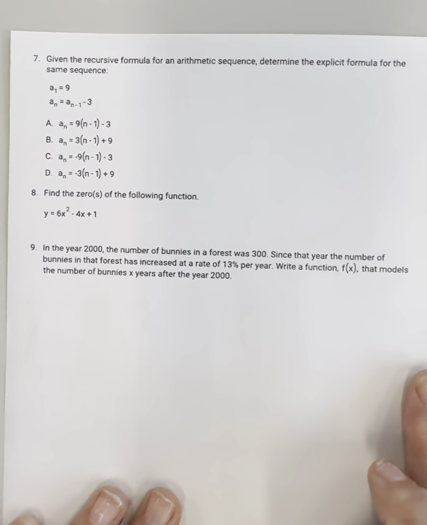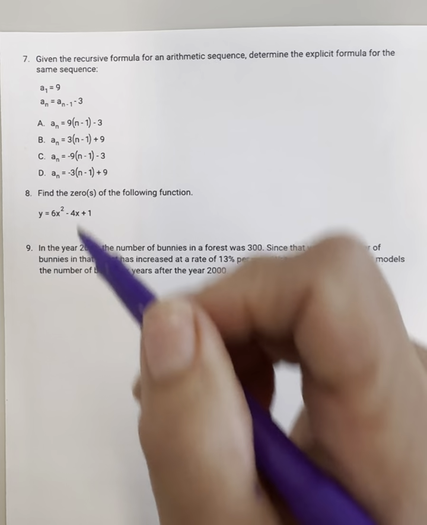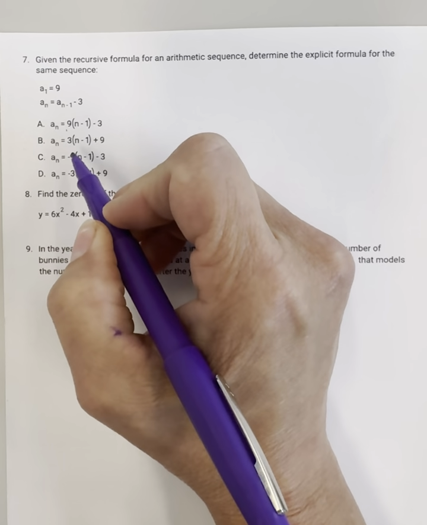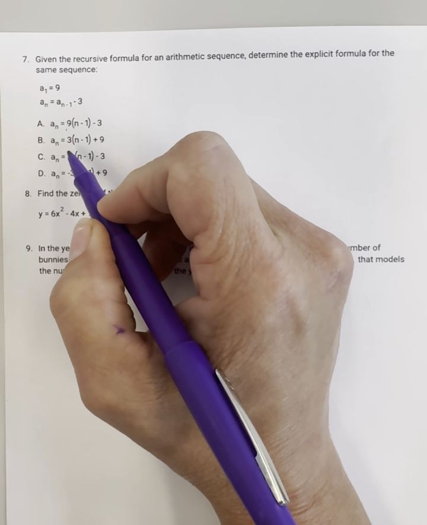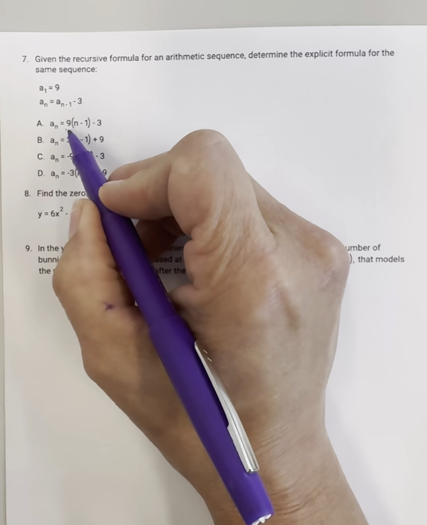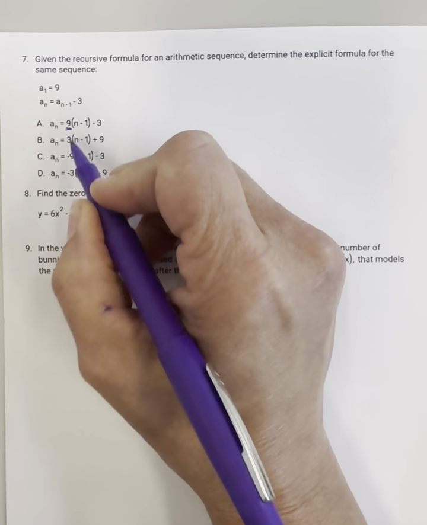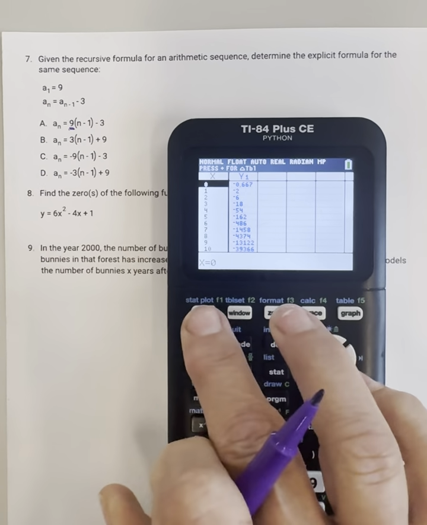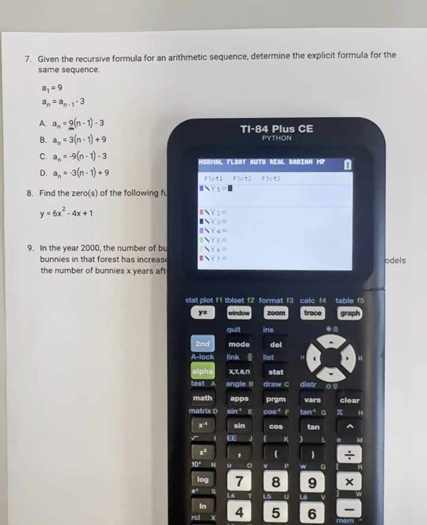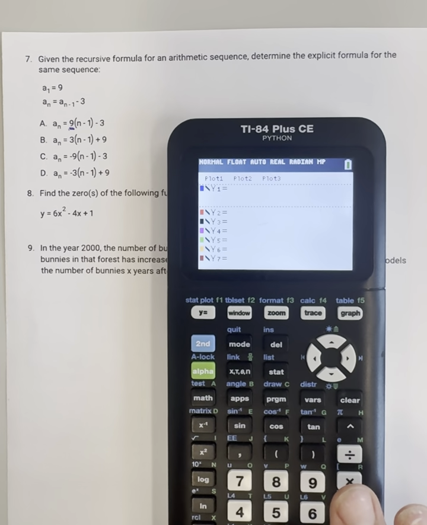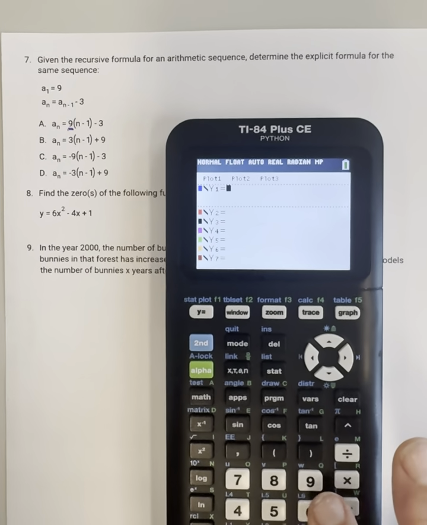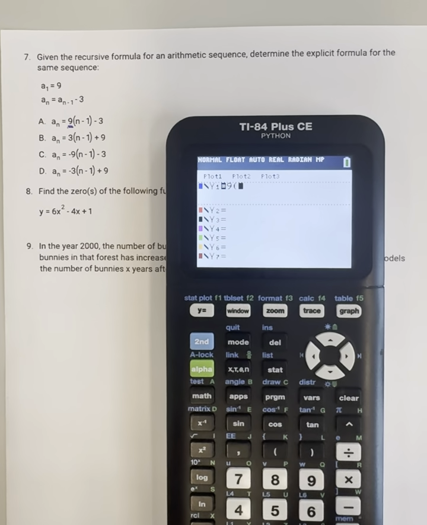So 7 falls along in the same category. Your first term is 9. So again, we discovered that your first term is right here. That one's the only one with +9. So let's put it in y equals and check, and see if we're right. But this one is not exponential. This one is linear.